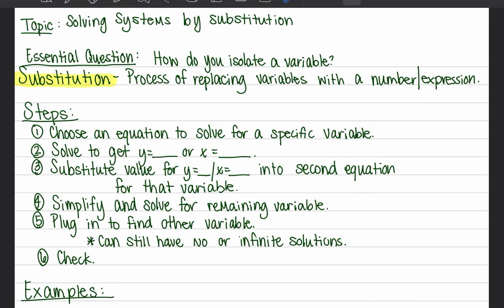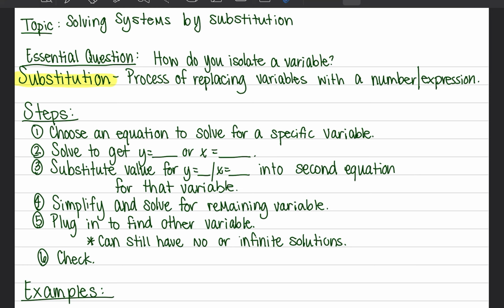So today we are talking about solving systems by substitution. Substitution is the process of replacing the variables with a number or an expression. You guys have done this before when you're given the value of x and plugging it into an equation or an expression and solving. It's kind of a similar process.